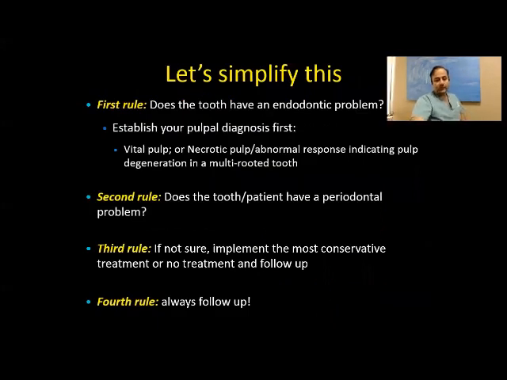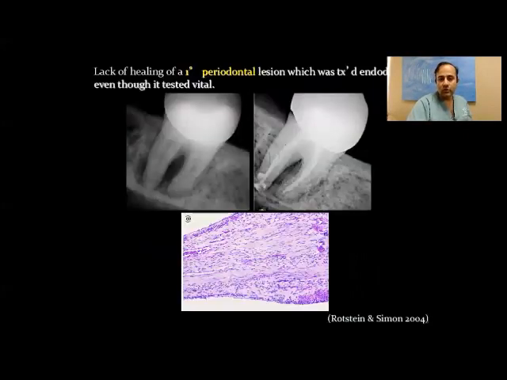So to simplify this, we go again with our 4 rules: to establish the endodontic diagnosis, then to look at the pulpal periodontal status, then if we are not totally sure, to look at the most conservative approach, and finally to follow up. So to show you an example, this is from a journal article where, because of the lesion, as you can see in the radiograph, they started with endodontic treatment.